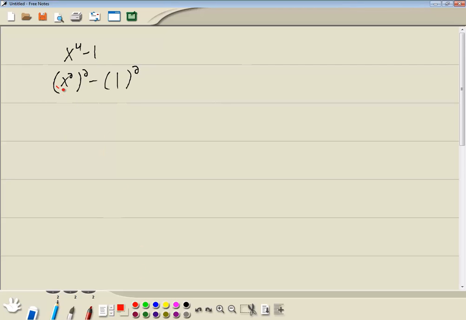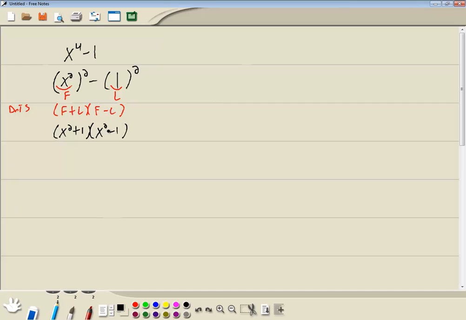Now I'm going to label what's inside the first set of parentheses as F for first. I'll label what's inside the last set of parentheses as L for last. And it's just a formula: F plus L times F minus L. So everywhere I have an F, I'll plug in x squared, and everywhere I have an L, I'll plug in 1. So we'll have x squared plus 1 and x squared minus 1.